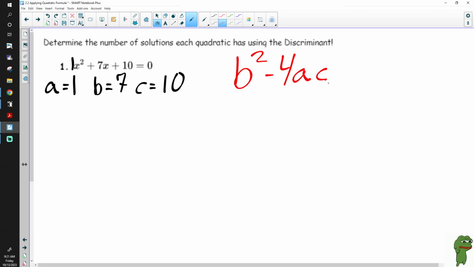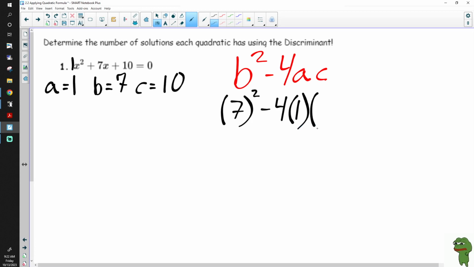When we plug it into the calculator, we must make sure we hug everything we plug in into parentheses, like it's our long-lost friend we haven't seen in many years. So when I plug in my b value, which is 7, I need to do what? Hug it. Squared. 7 squared minus 4, always a 4. The a value was what? Hug a 1. And the c value was? Hug it. Just like that.